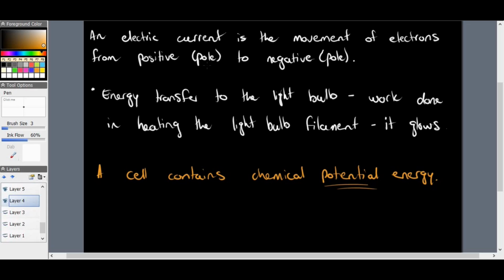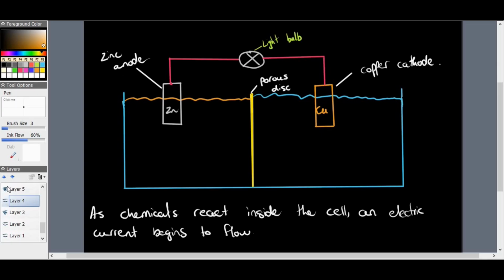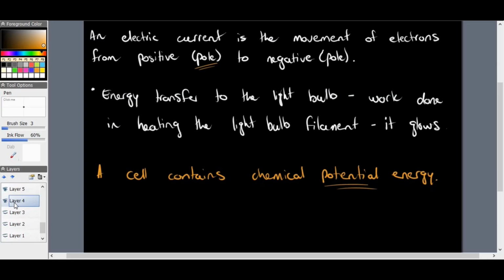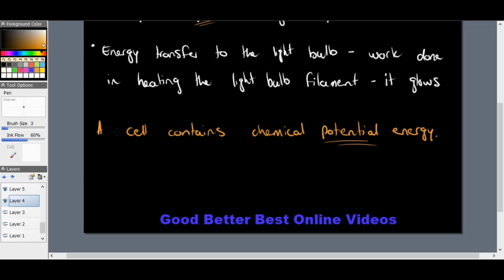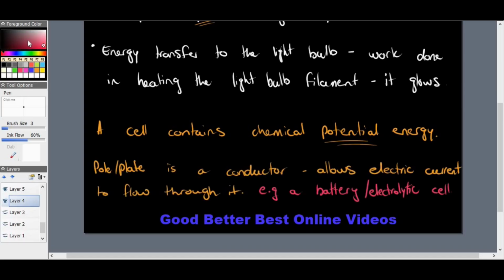One thing I definitely want to go through now is to have a look at the pole quickly. A pole, or in the case here, a plate of metal. Over here, we had a metal plate, a pole or a plate, is a conductor. Now, what happens with a conductor? A conductor allows electric current to flow through it. An example of that would be a battery or an electrolytic cell, where that pole or plate, being a conductor, can allow the electrons to flow, which means enter as well as leave the cell or the electrical device, such as a battery or electrolytic cell.